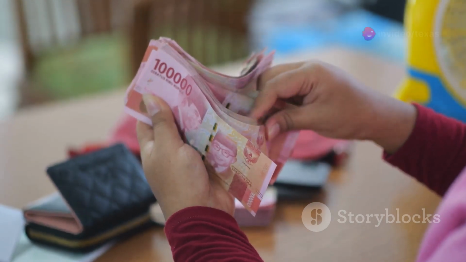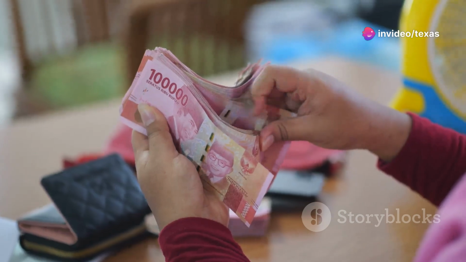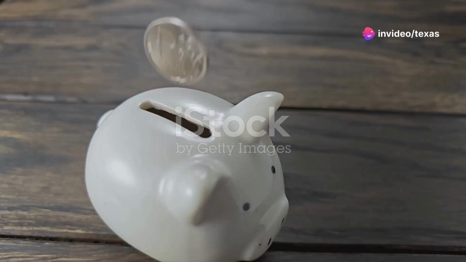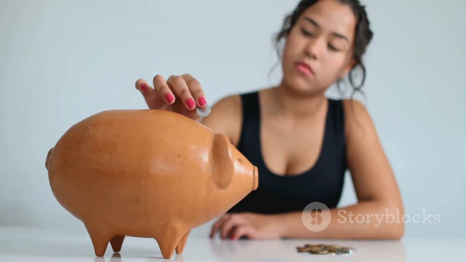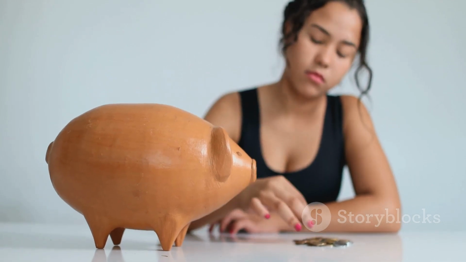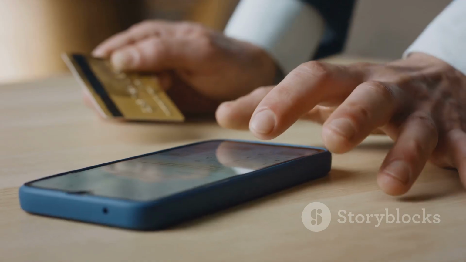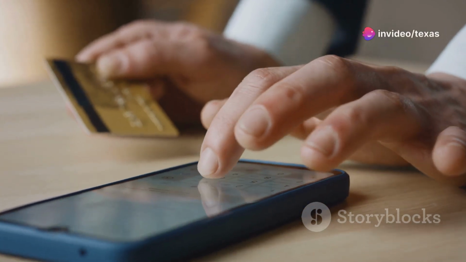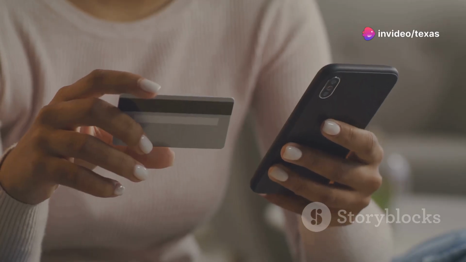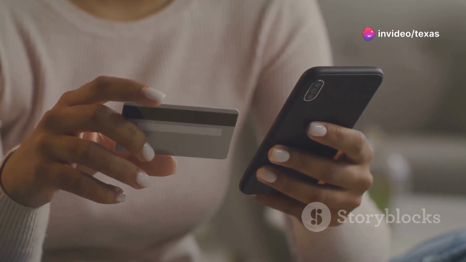Firstly, commercial banks provide different types of deposit accounts. These include demand deposit accounts, which are essentially your everyday checking accounts, and savings accounts, which are designed to encourage long-term savings. These accounts not only safeguard our hard-earned money, but also enable us to conduct transactions conveniently.